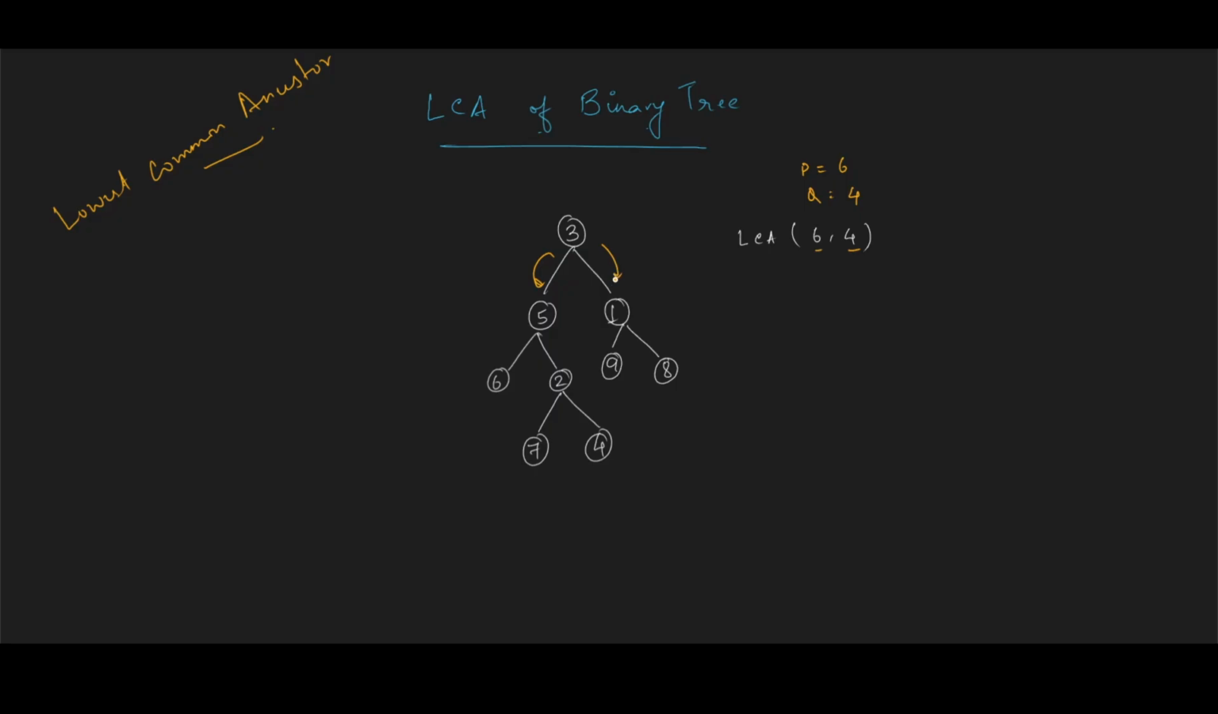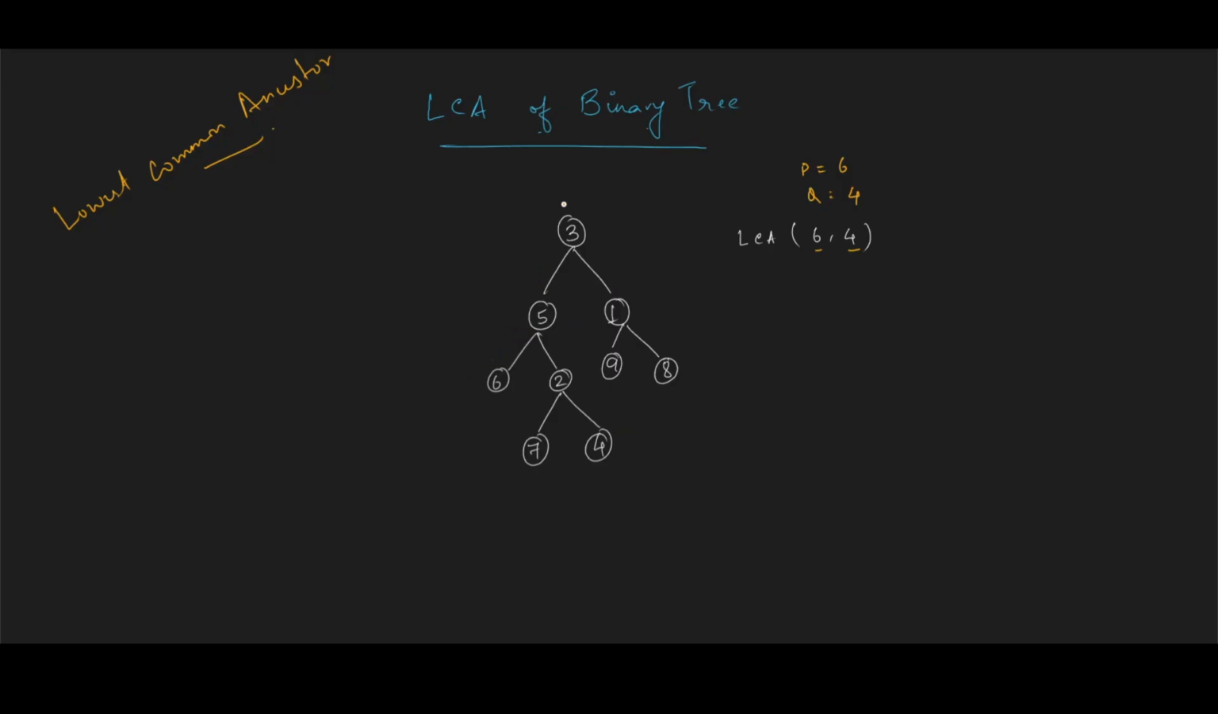If the left side finds something and the right side finds something, that means this is the spot where the paths of P and Q split. In this example, this will be the spot where underneath I'll find something from the left and something from the right as well. At this spot, 5, the paths of 6 and 4 have split, so 5 is the lowest common ancestor. If only one side finds something, that means both nodes are somewhere under that side, so I just bubble up that result. If neither side finds anything, I simply return null.